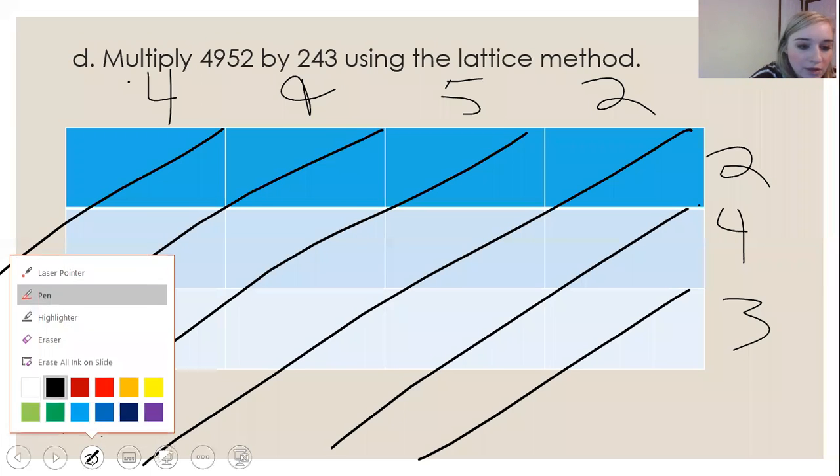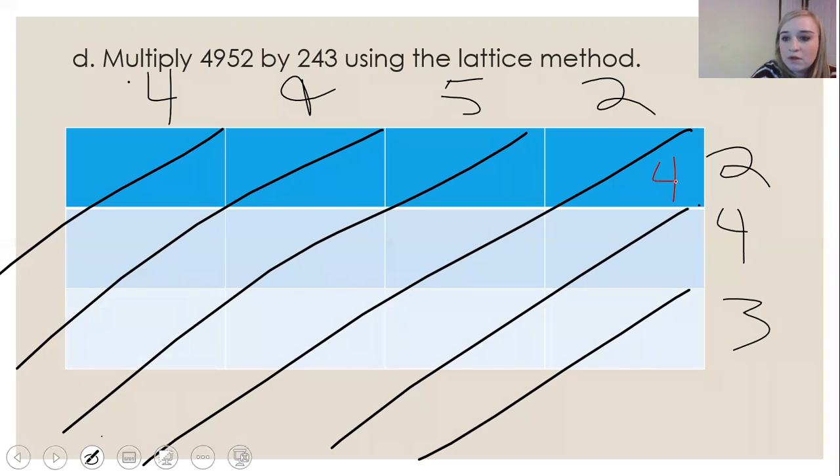We know that 2 times 2 is 4. We can't leave that blank. 5 times 2 is 10. 9 times 2 is 18. And we have 8.